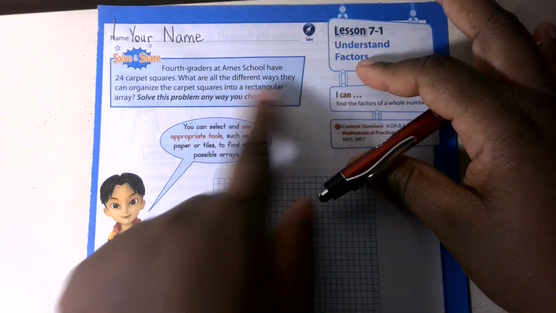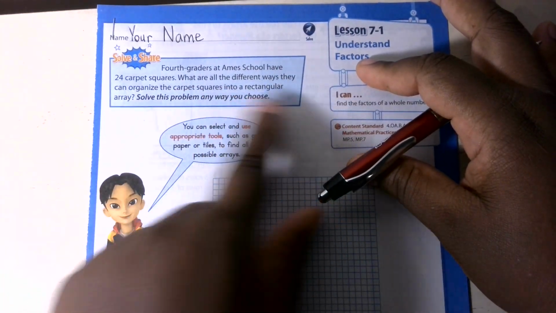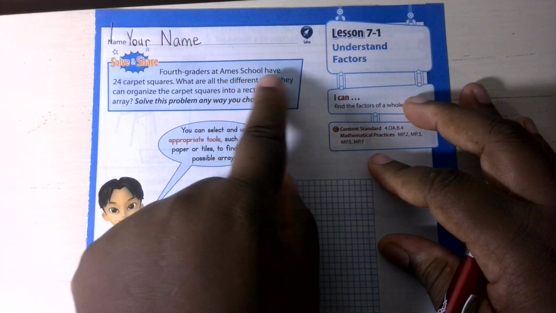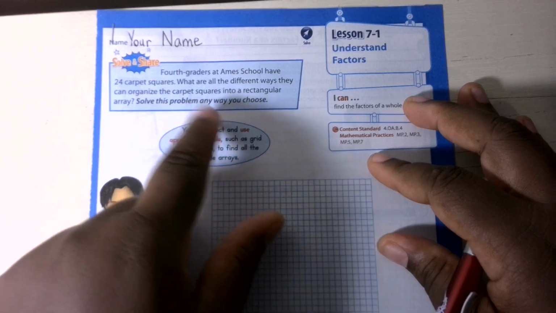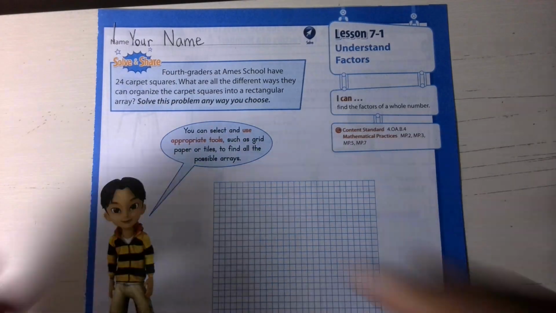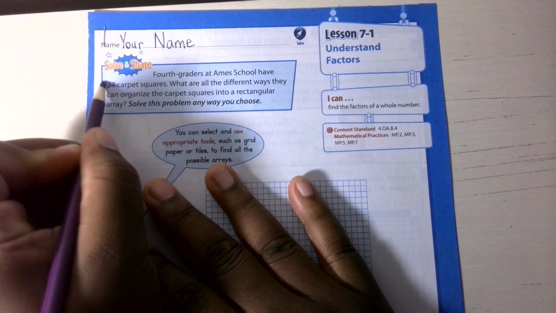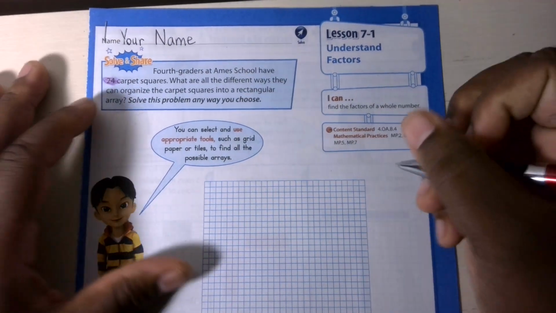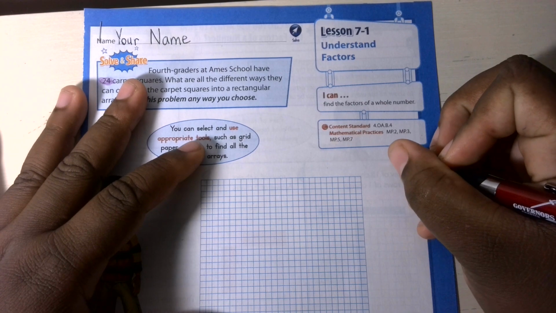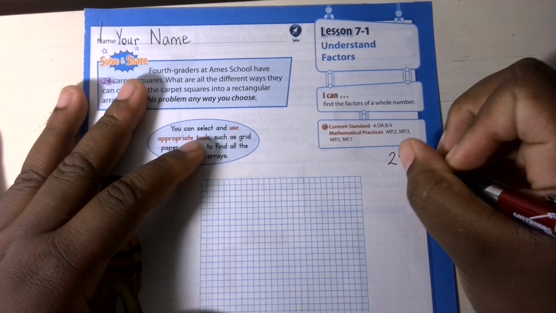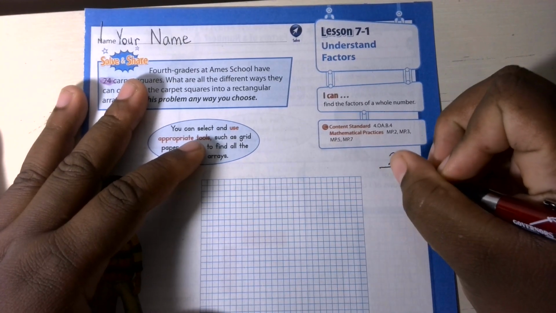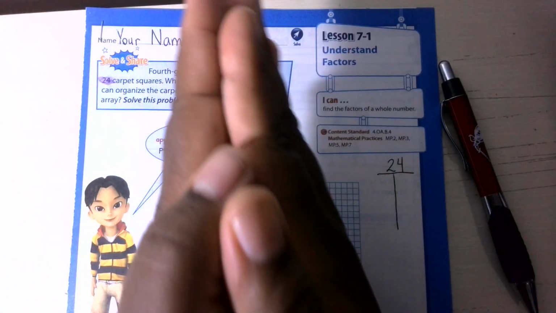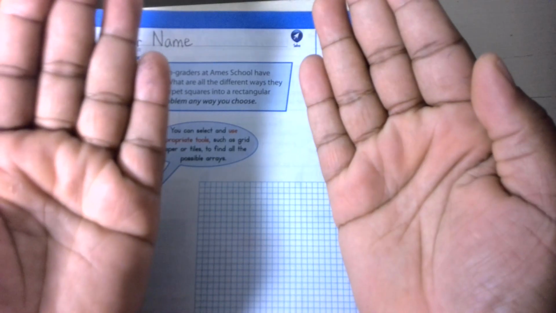What are all the different ways they can organize the carpet squares into a rectangular array? So 4th graders at Ames School have 24 carpet squares. What are all the different ways they can arrange the carpet squares into a rectangular array? So I'm going to create a factoring table for 24. That means I'm going to take 24, I'm going to unmultiply 24, and I'm going to wind up with two numbers.